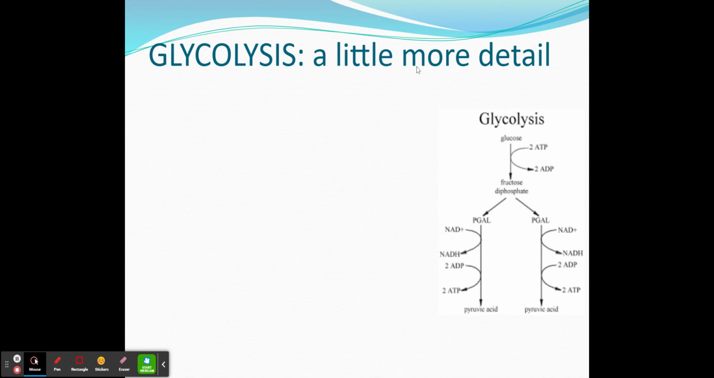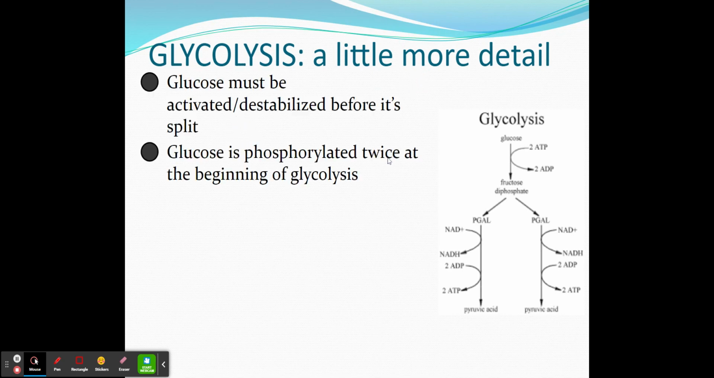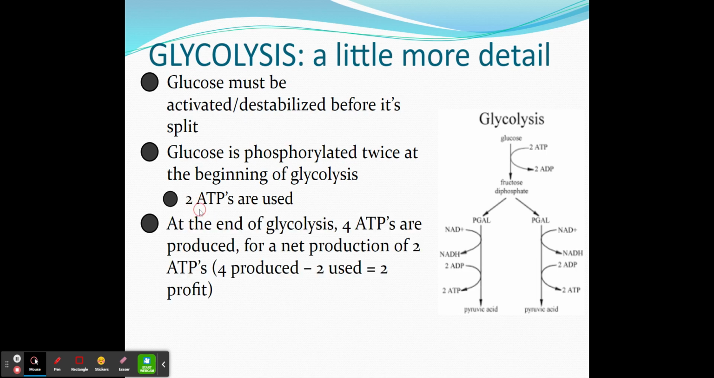Okay, one more thing you need to know about glycolysis is we do make 2 ATPs by the end, but it's a 4-2 situation. So we actually use 2 ATPs in the first couple steps. It's actually a 10-step process. But we use 2 ATPs in the first couple of steps. And by the end, we're going to make 4. Okay, so that's a net production of 2.